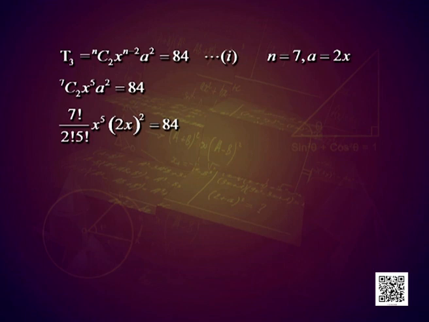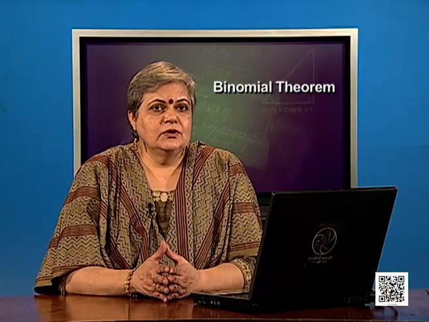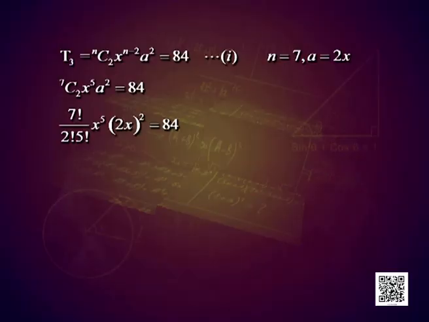To solve for x and a, we can always go back to our given condition which said that the third term is equal to 84. So, if I go back to the equation nC2 x to the power n minus 2 a squared is equal to 84 and I put n as 7, a as 2 times x, nC2 gets replaced with 7C2, which simplifies to be 7 factorial by 2 factorial times 5 factorial, x to the power 5 into the square of 2x must be equal to 84.